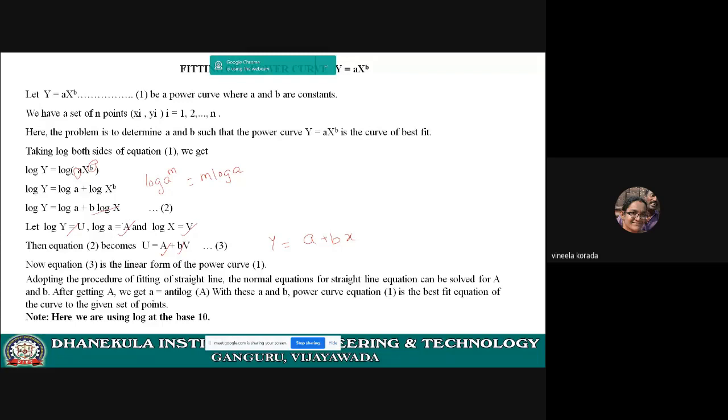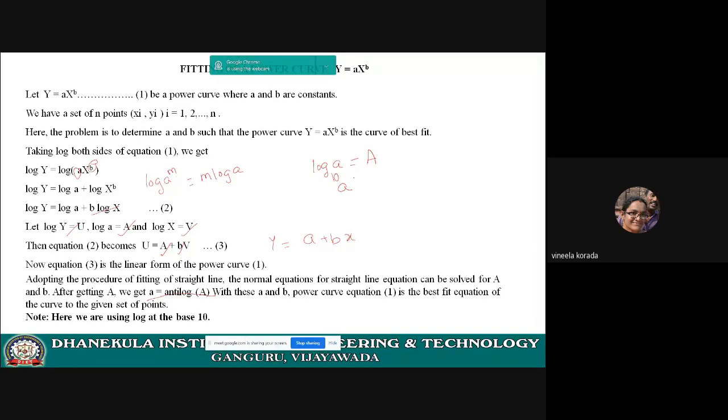What is capital A here? Log a. Yes, then small a will be the anti-logarithm of capital A. That means you have taken log a is equal to capital A. Then a will be, here I am taking log to the base 10 always. Observe, in a power curve, you always take log to the base 10.